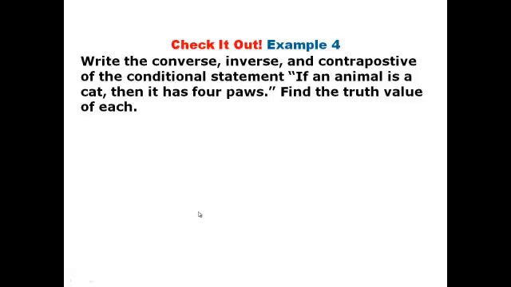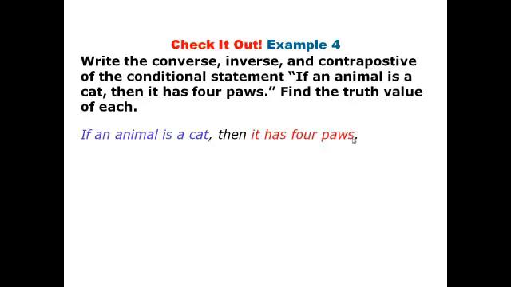Okay, so we're going to look at a converse, an inverse, and a contrapositive of a conditional statement. Here it is. If an animal is a cat, then it has 4 paws. Find the truth value of each. Now, before we get into this, we are not talking about the cats that got run over and had to have their paw amputated. We're talking about normal, naturally born cats that do not have a birth defect. Normal, naturally born cats do have 4 paws. Okay? So, our conditional statement is if an animal is a cat, then it has 4 paws. That's a true conditional statement. Our hypothesis is an animal is a cat. Our conclusion is it has 4 paws.